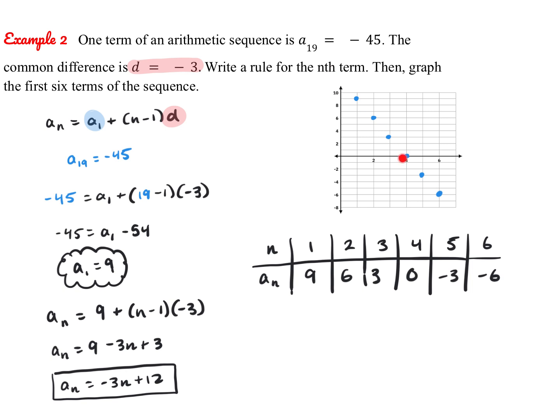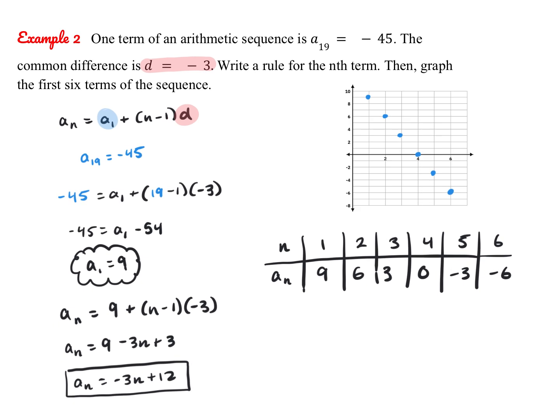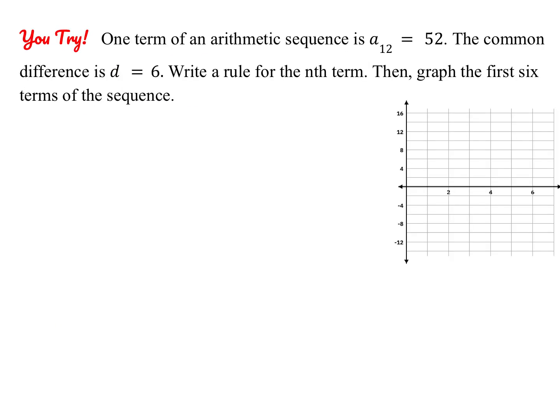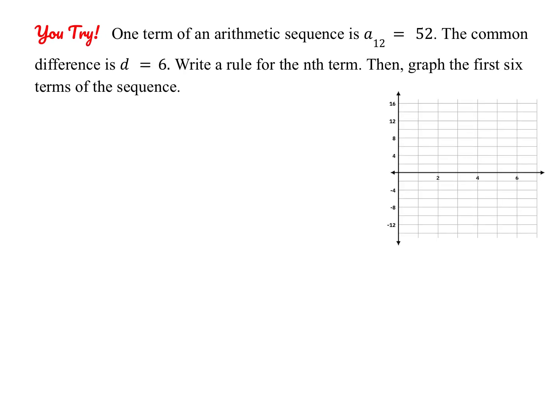Now for this, we're not going to connect the dots because these are just those individual terms. The stuff in between does not exist for a sequence. It's just a list of ordered terms. So this is what our graph would look like. All right, go ahead and pause the video and see if you can try this one on your own.